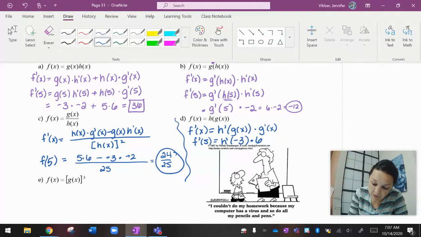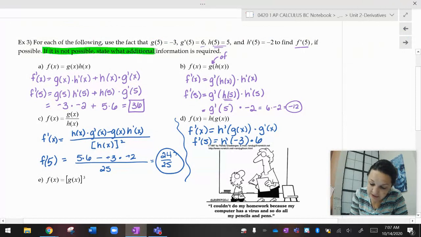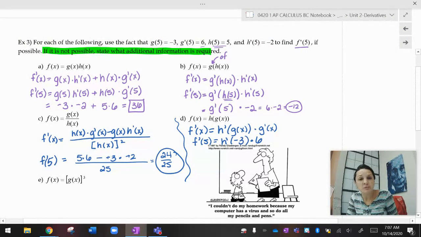And if you remember at the beginning, and I don't know if I said it out loud, if it's not possible, state what additional information is required. I did half of the derivative, but I don't know h prime of negative 3. So if I want to continue with this, I would need to know the rate of change of h at negative 3.